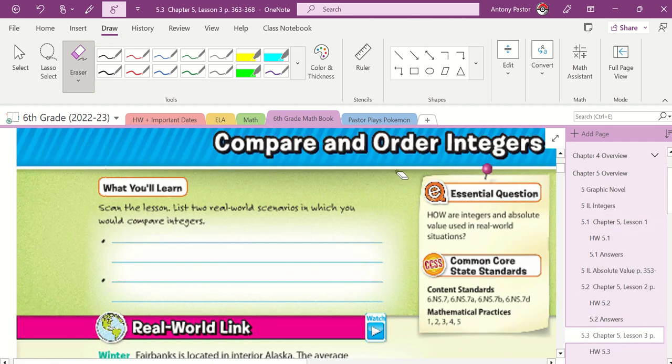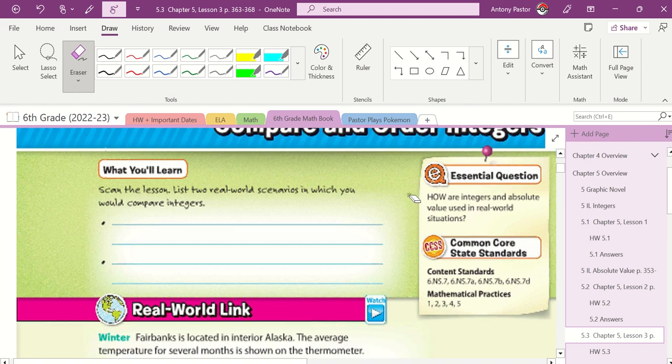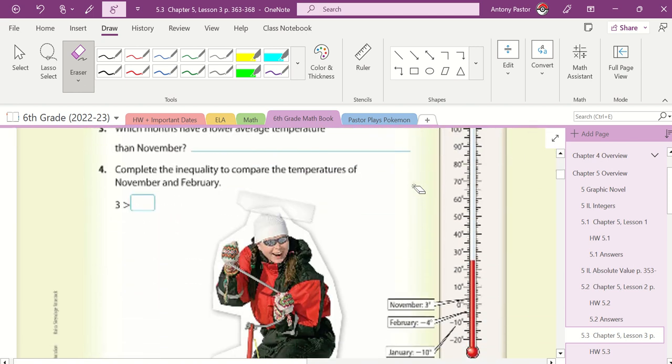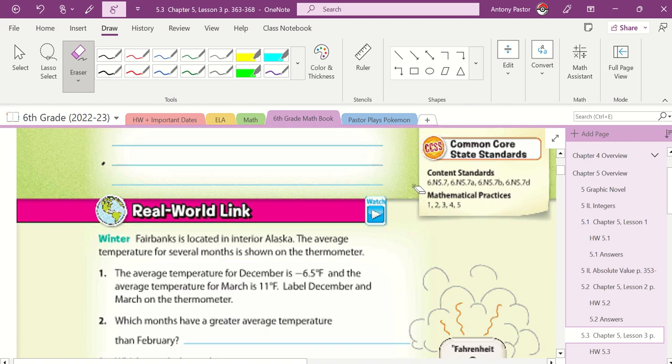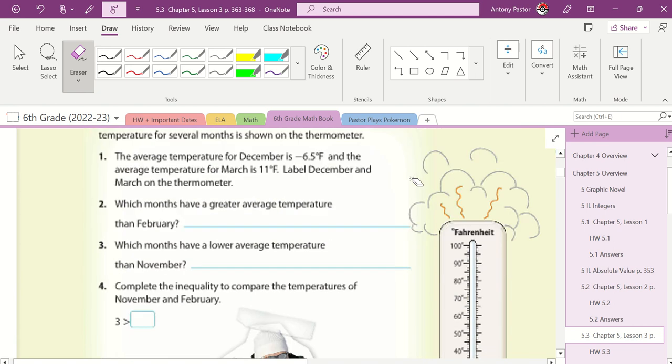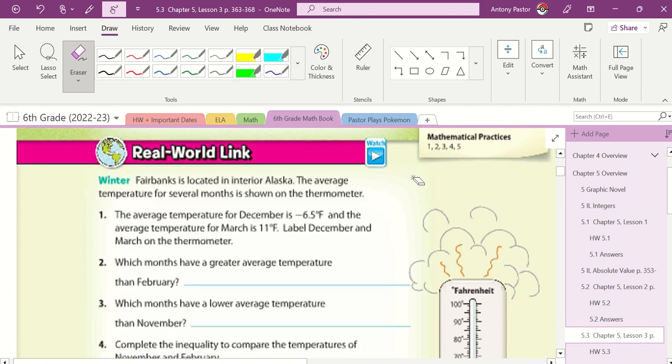So, compare and order integers. Today we are going to be talking about ordering them, possibly from least to greatest or greatest to least. Let's go ahead and do the real world link.